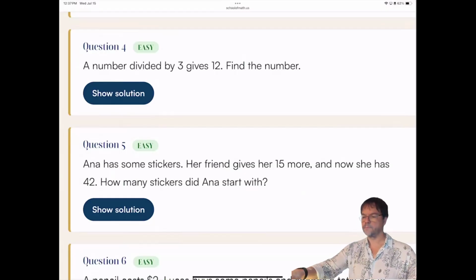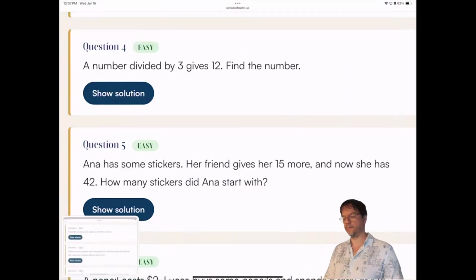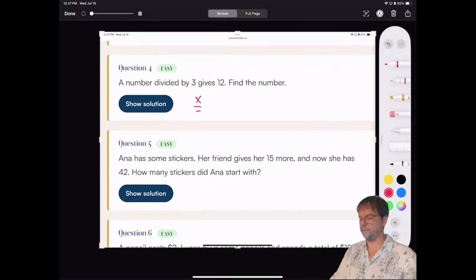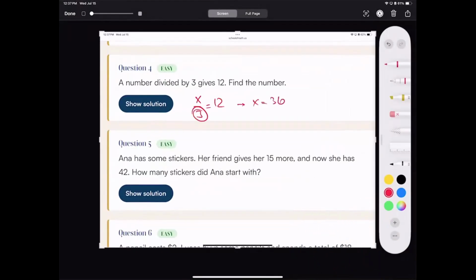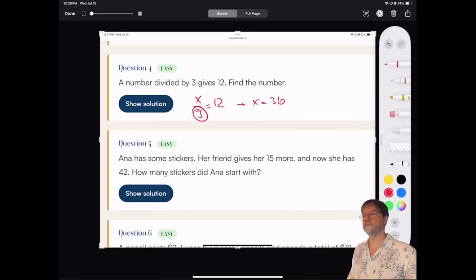36. Exactly. So let's do it. A number divided by 3 is 12. 3 is dividing, I will pass multiply. It's better you do in the way that I do, because it's much more efficient.